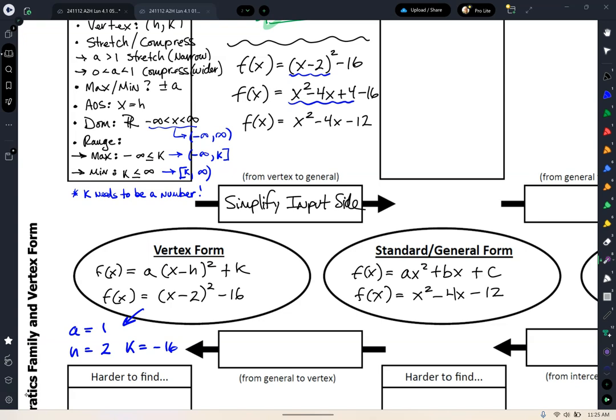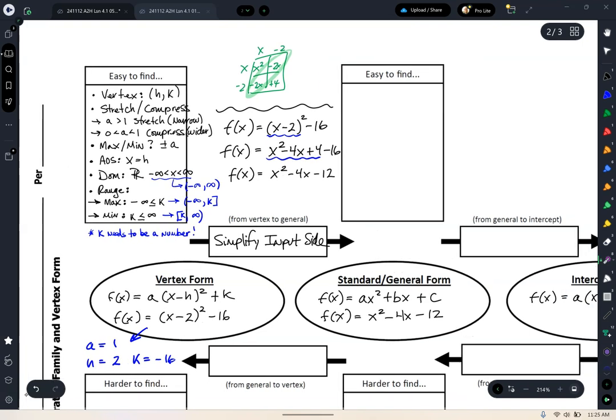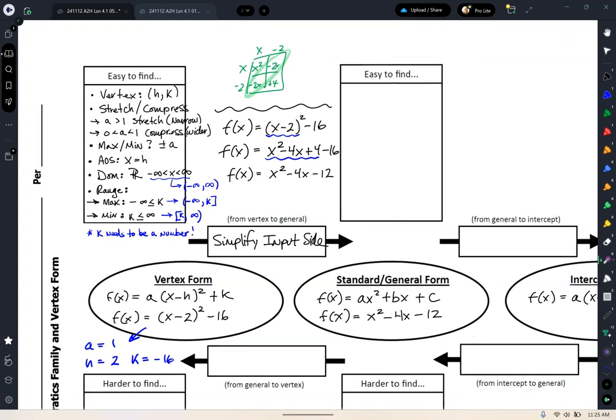Okay, so vertex form and standard form. If you want to go from vertex form to standard form, all you've got to do is simplify the input side of your vertex form. Make sense? Okay. That's all we're going to do for today. We're just going to practice a little simplifying our vertex side. I don't want to overwhelm you with too much stuff because the next one gets a little thick. So we'll start with this.